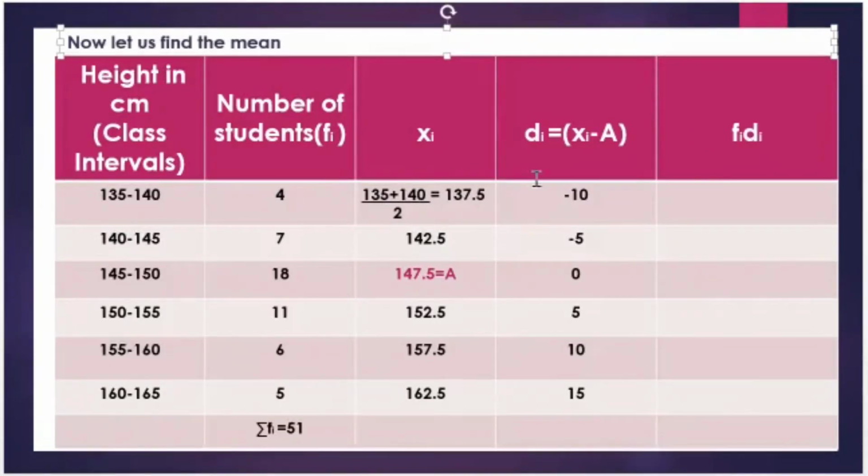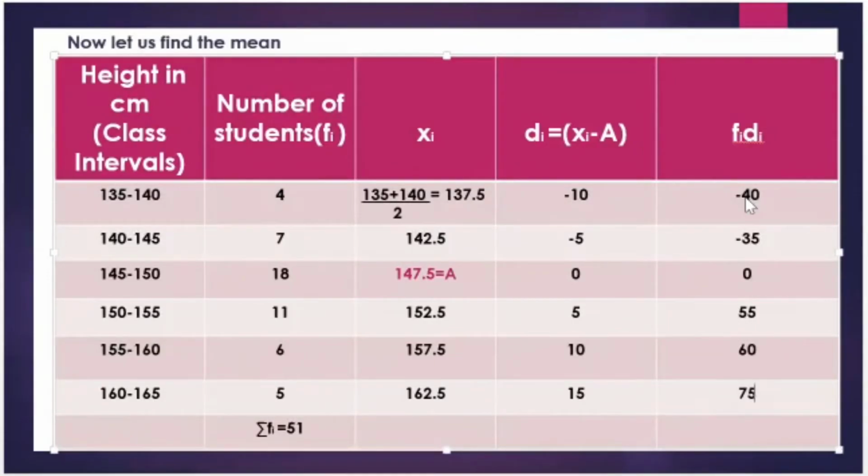fidi means f1 into d1, f2 into d2, f3 into d3, and so on. So the calculations are so simple as compared to 137.5 into 4, 152.5 into 11. I just have to multiply now 4 into minus 10 or 5 into 11. That's it, which is an oral calculation. Minus 10 into 4, minus 40. Minus 5 into 7, minus 35. 18 into 0, 0. 11 into 5, 55. 6 into 10, 60. 5 into 15, 75.